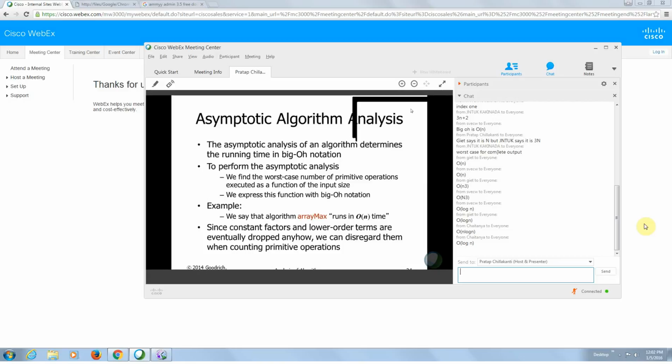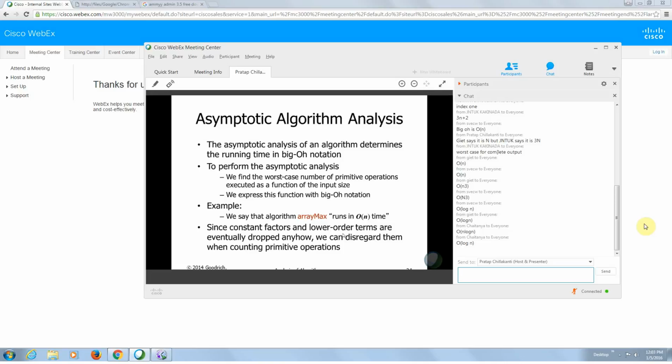So all this thing that we have done is known as the asymptotic algorithmic analysis. Asymptotic is a mathematical term, right? You probably learned that in your calculus or trigonometry. So we get the running time in big O notation. And the way we do that is we find the worst case number of operations executed as a function of the input size. I gave you the examples there with the array index and so on. And then we express this function with a big O notation.